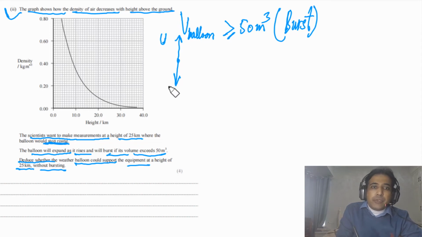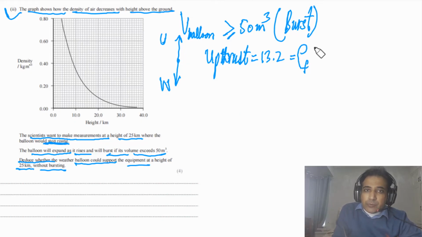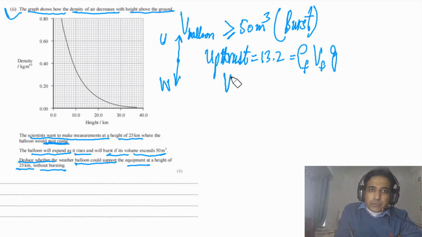We can say the upthrust is equal to weight. So it simply means that upthrust is equal to 13.2 newtons. We have already calculated the weight of equipment and balloon. And upthrust is equal to density of fluid times volume of fluid displaced times g. From here we can find out the volume of fluid displaced.